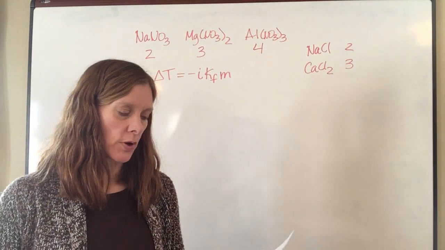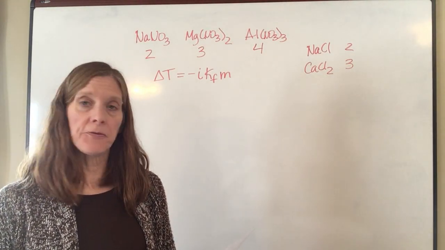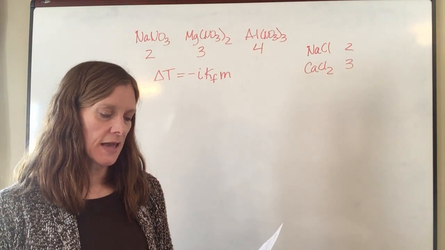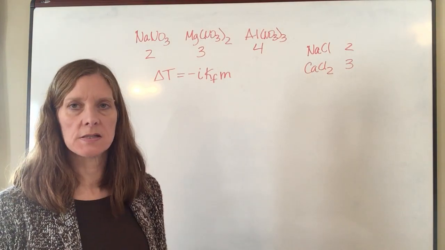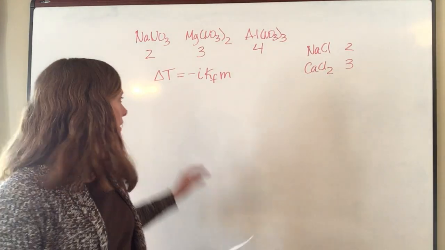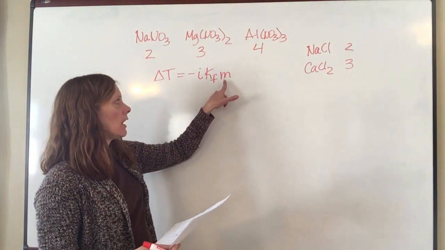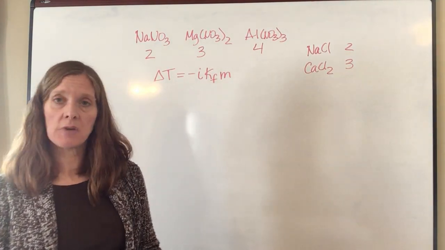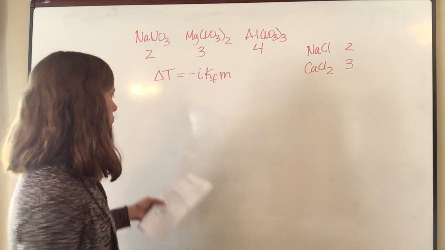What will the freezing point be of a solution made of 15 grams of NaCl and 100 grams of water? It says the Kf of water is 1.86 degrees Celsius per molal. Well, if I'm going to use this formula, I have to know the molality, and they didn't give me that. So the first thing I've got to do is calculate the molality of the solution.